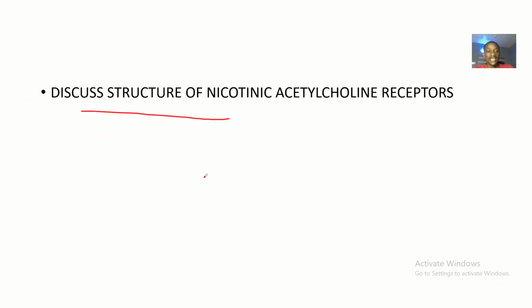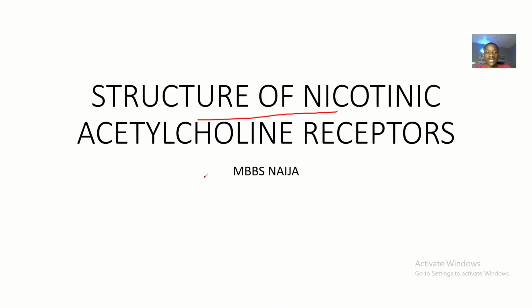So guys, that's it about the structure of nicotinic acetylcholine receptors, basically talking about the homomeric receptors and the heteromeric.